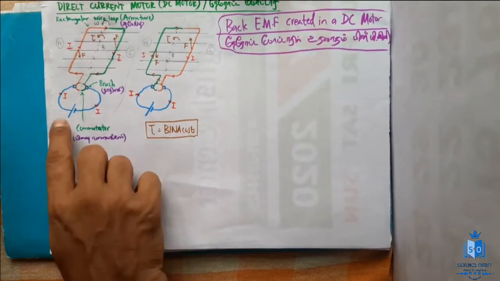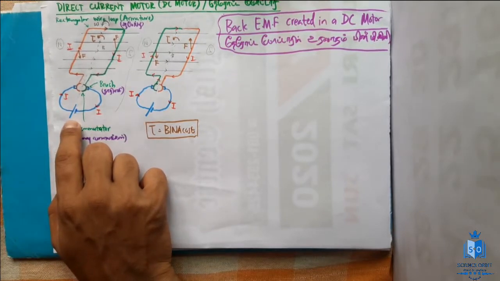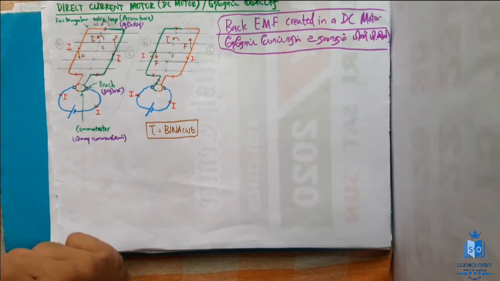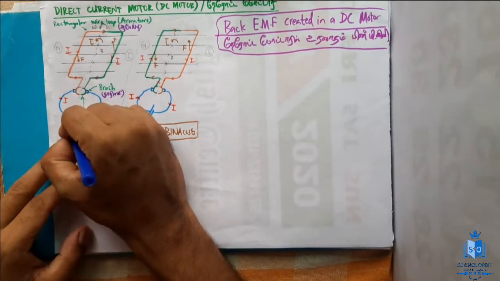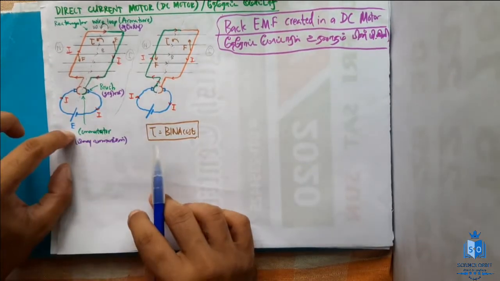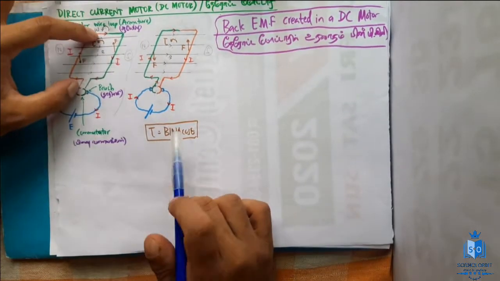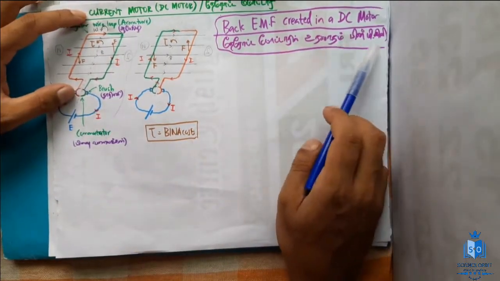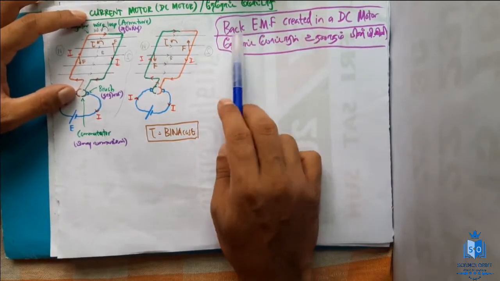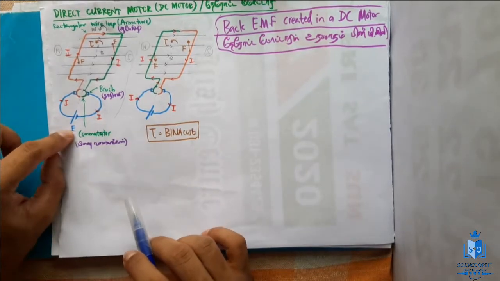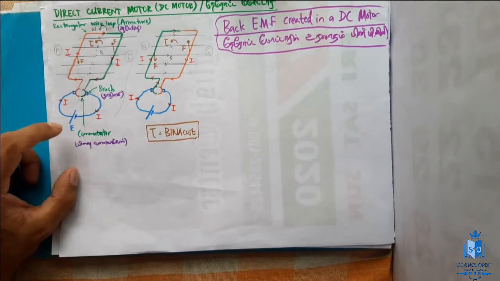So this is the electromotive force given by the battery. Let's take it as capital E, the electromotive force given by the battery, and there will be another electromotive force created in this. That electromotive force is what we call back EMF, the back electromotive force. That will always be produced in the opposite direction to the main supply EMF. I hope you understood that.